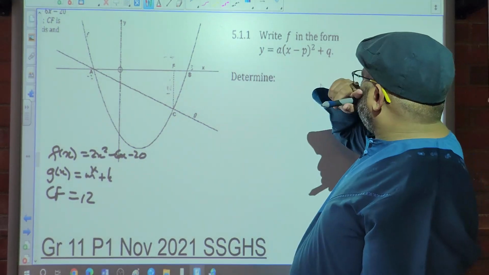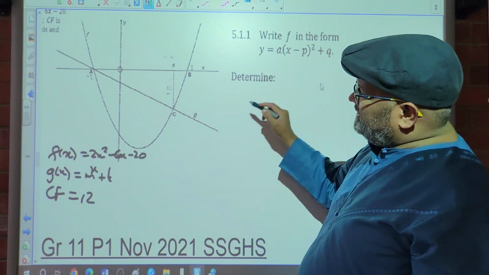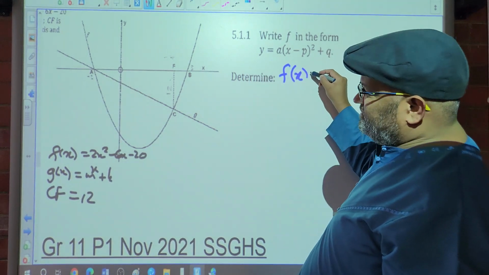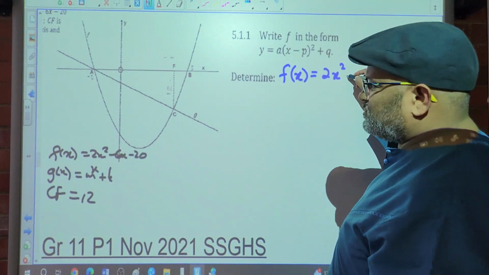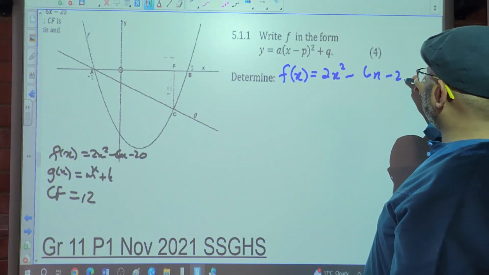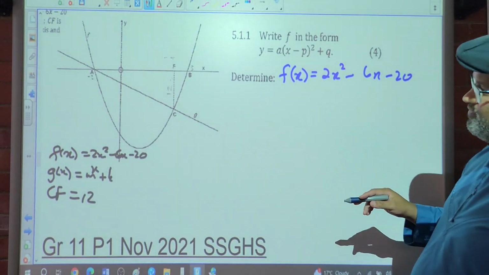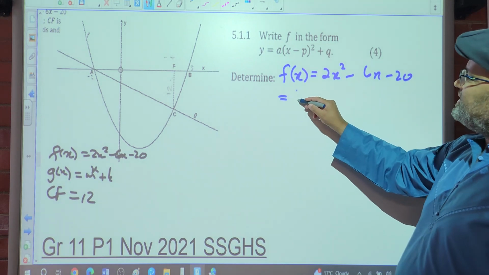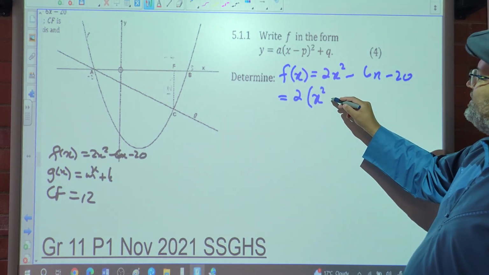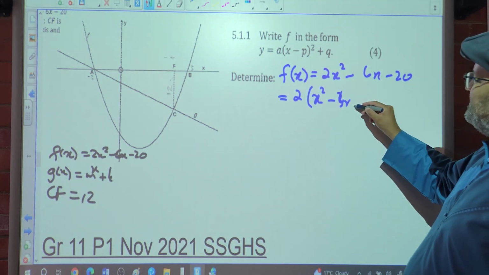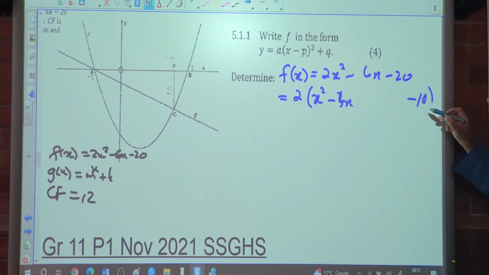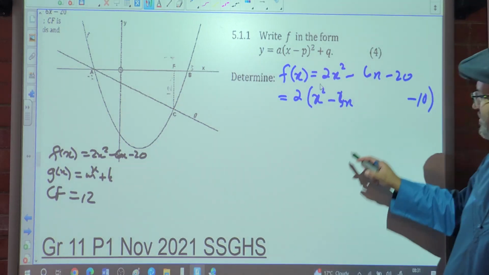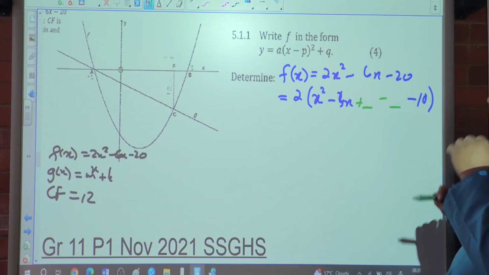So, what do we do here? f of x, of course, is defined as 2x squared minus 6x minus 20. So what I do is I take out 2 as a common factor. I get x squared minus 3x minus 10. So we say, okay, we must add something to complete the square with, and I subtract that same number.